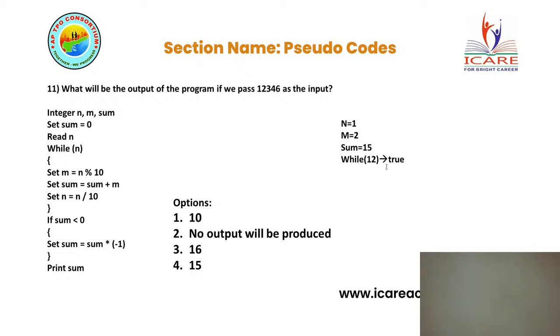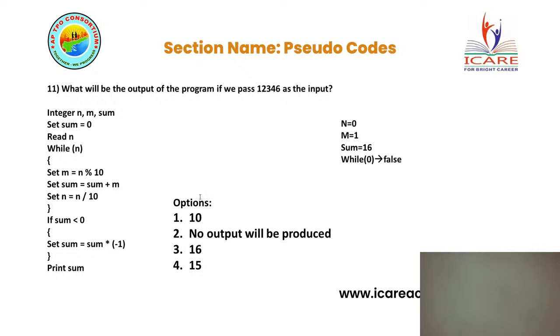So while 1 is also true. Again we go on, m equals n modulo 10. 1 modulo 10, the value is 1. And sum equals sum plus m, so 15 plus 1, the value is 16. So n equals n by 10. So 1 by 10, the value becomes 0. So while 0, here it is false. 0 means false.